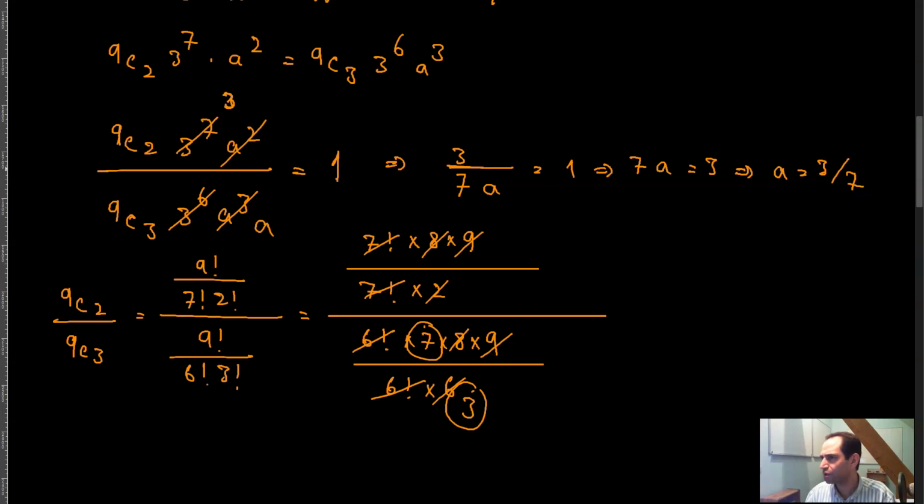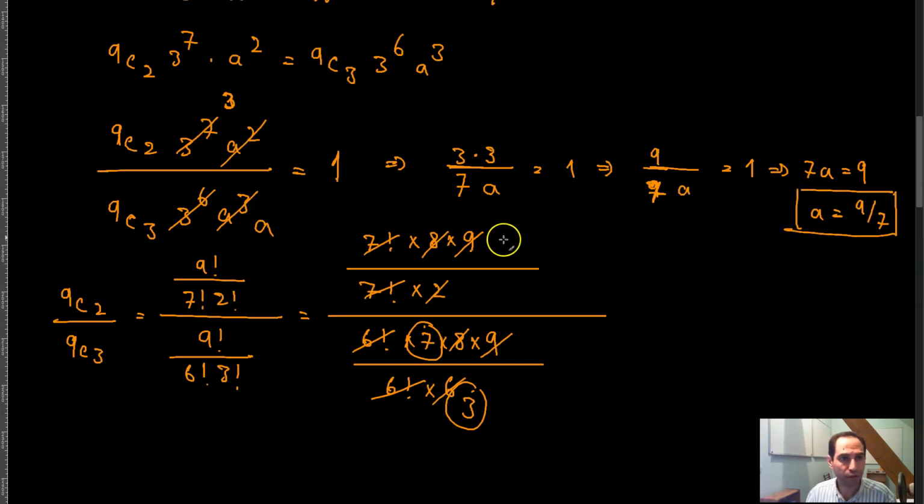Let me see. Oh, there is a 3 over here as well, right? There's a 3 over here as well. So you can write this as 9 divided by 7 times a is equal to 1. That means that 7a is equal to 9, and that means that a is equal to 9/7. That is basically the answer here. A is equal to 9/7.